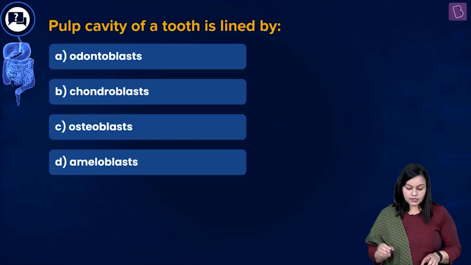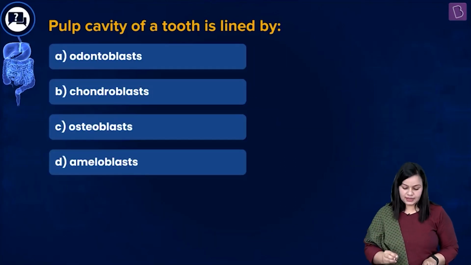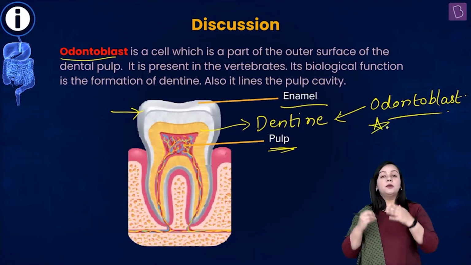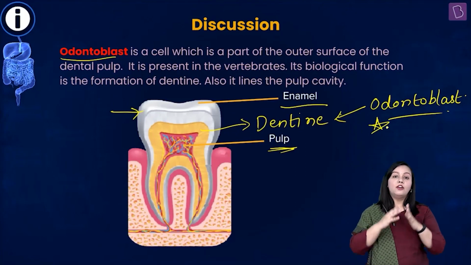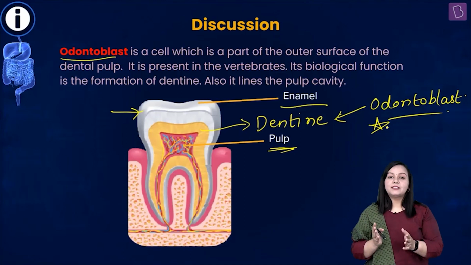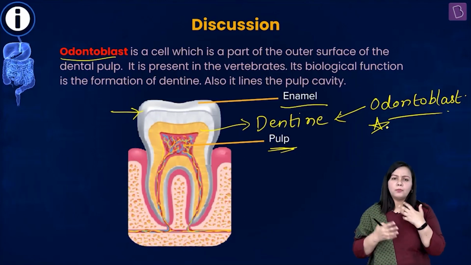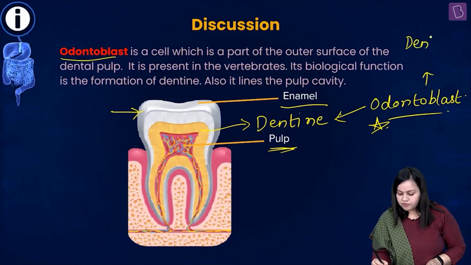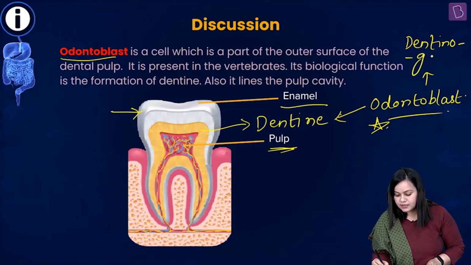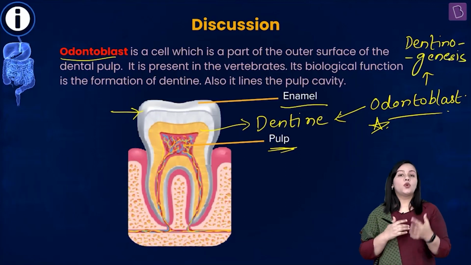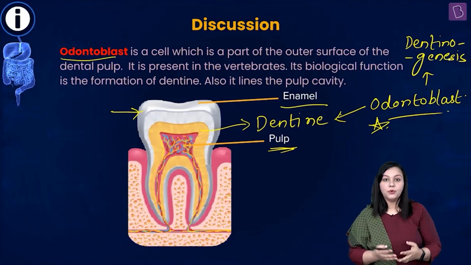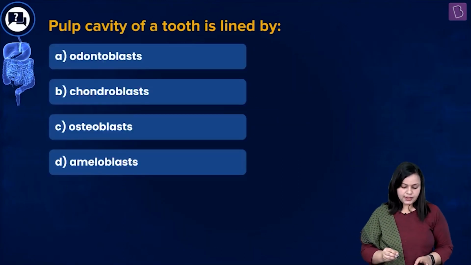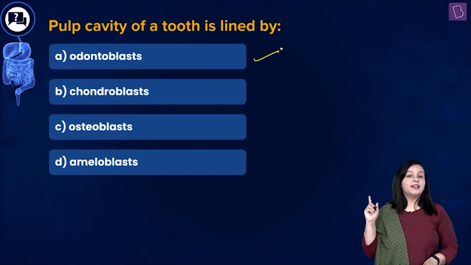So the question was asking, pulp cavity of the tooth is lined by, so this is lined by the cells which are called odontoblasts, because these are the ones secreting dentine from the margin of the pulp cavity. This whole process of dentine formation is called, let me write it down here, dentinogenesis. The word genesis always means formation of something new. So dentinogenesis would be formation of dentine. Alright, so what is going to be the right answer for this question? It's going to be option A, that is odontoblast.